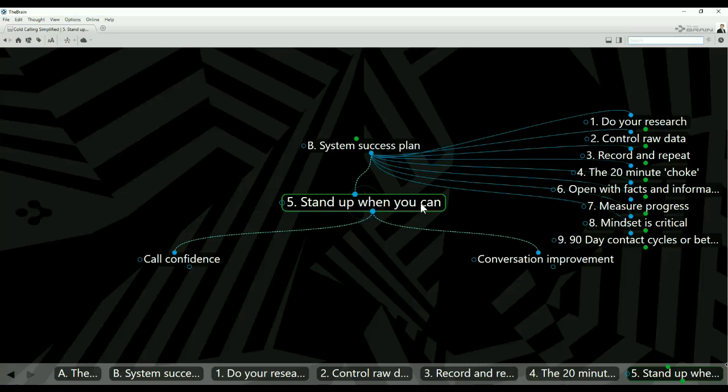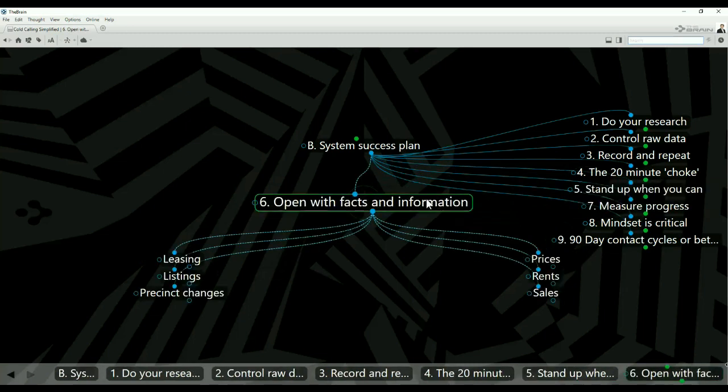So let's look at point number 6. Open with facts and information. Use your local listing information as a basis for opening or expanding a call conversation with the right people. Local business owners and property owners are interested in their local area, their precinct. You will have plenty of listing, price, and lease information that can be shared as you make the calls. Talk about the market. If you're talking to the business leader or the investor, you've got things to talk about. Of course, leasing, listings, precinct changes, prices, rents, and sales. Lots of things to refer to. So let's go to point number 7.